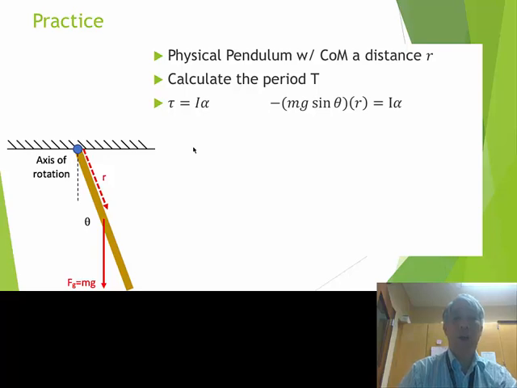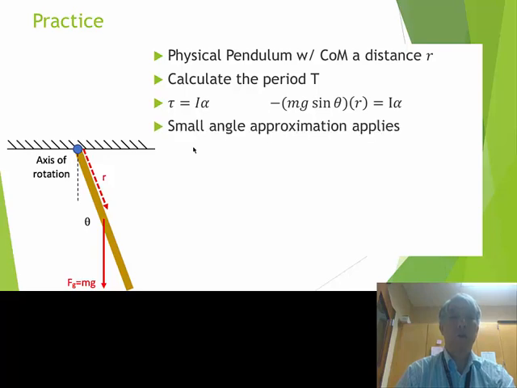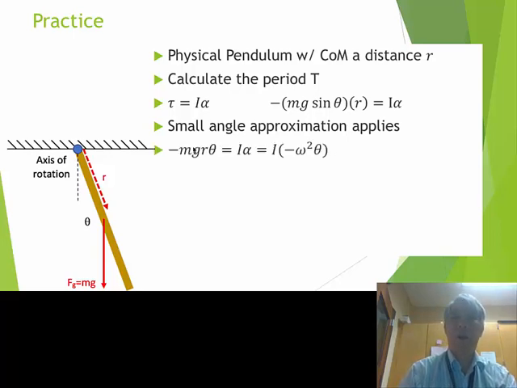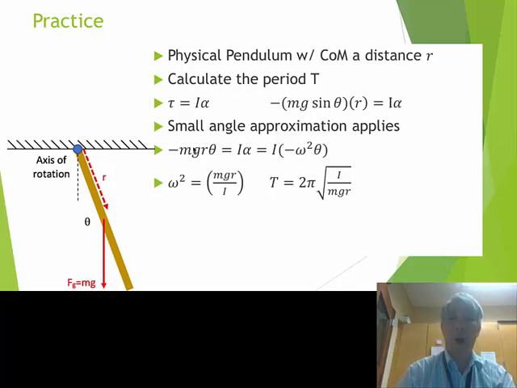Again, my torque is going to equal I alpha, and torque is going to be equal to force times distance, or basically mg sine theta times r, and that's going to equal I alpha. You will need the small angle approximation, so apply that. That basically turns this into mgr theta equals I alpha. Alpha, as we've seen before, really becomes minus omega squared theta. That basically says omega squared is mgr over I, and period is 2 pi times the square root of I over mgr.